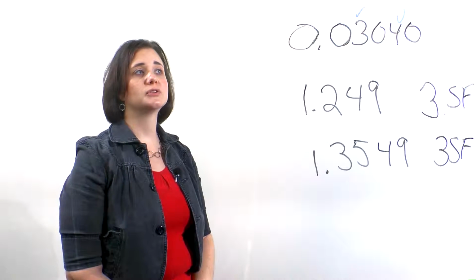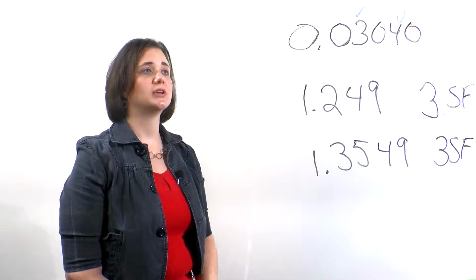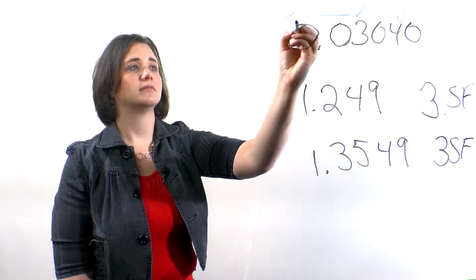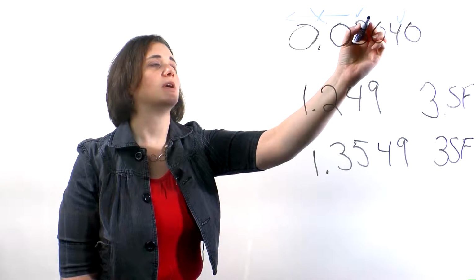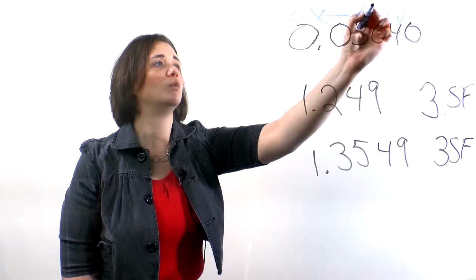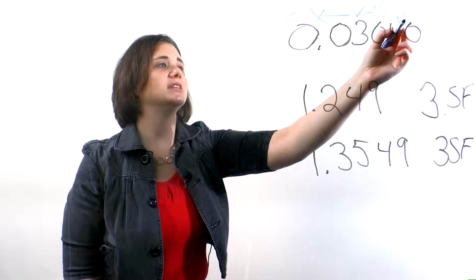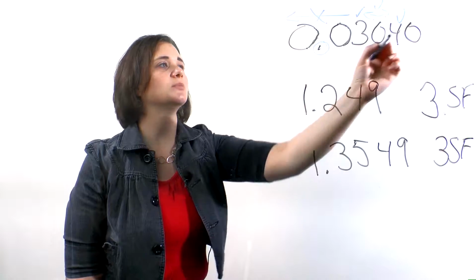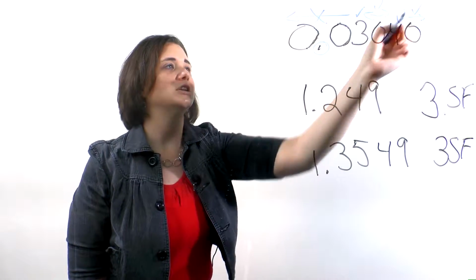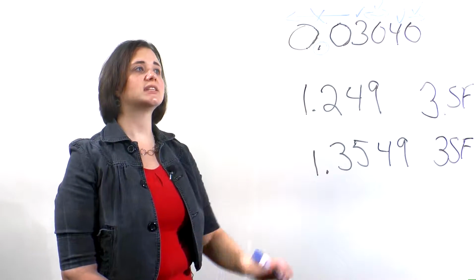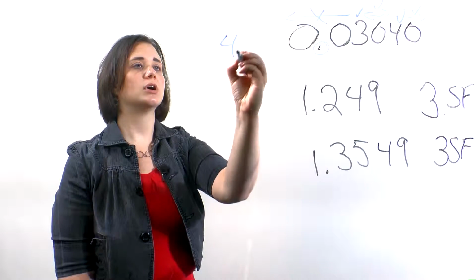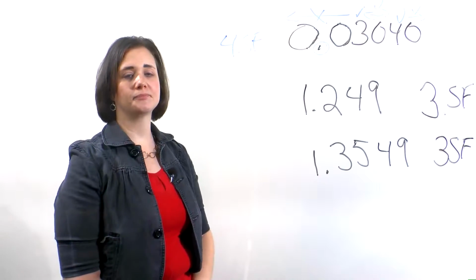For the zeros, we have to go back to our rules. The ones in front, we don't count. The ones in the middle, we do count. And the ones at the end, because there's a decimal in the problem, we're going to count. Okay, so in this case, we have 4 sig figs.